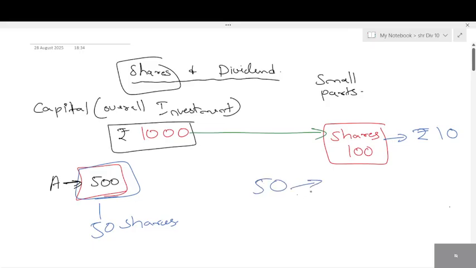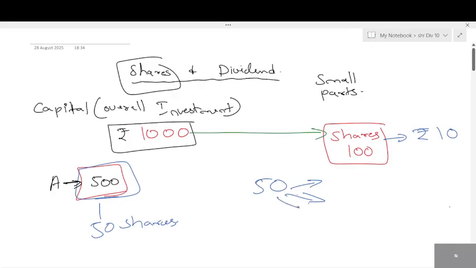This 50, people who want can buy it. Investors, that is what you call them. Those who invest in your business, you call investors or shareholders. Here in your syllabus, they have termed them shareholders because you hold a part of the company.